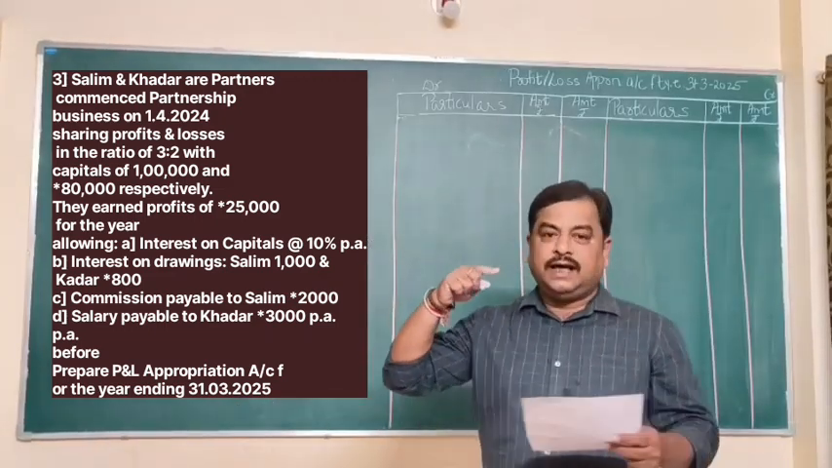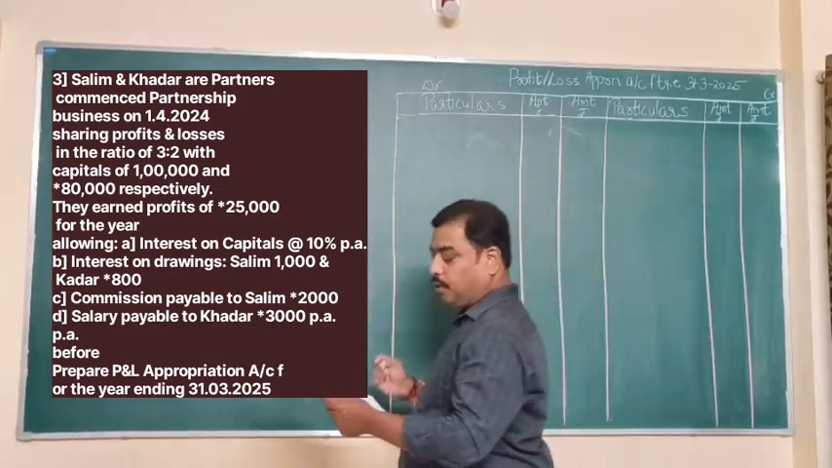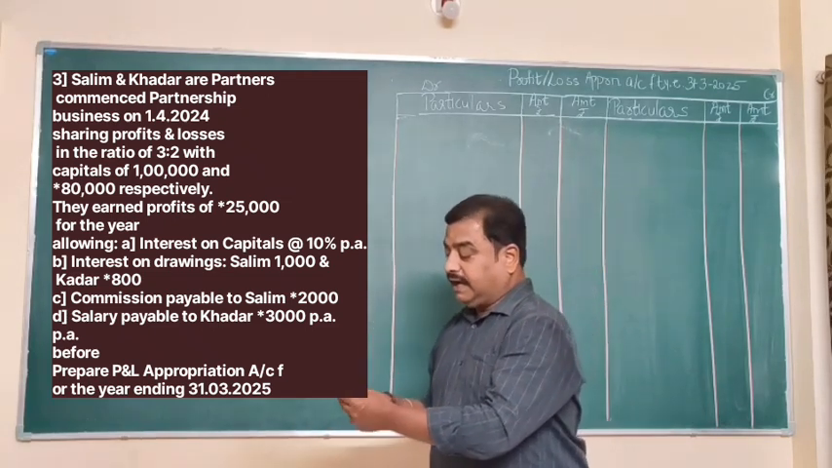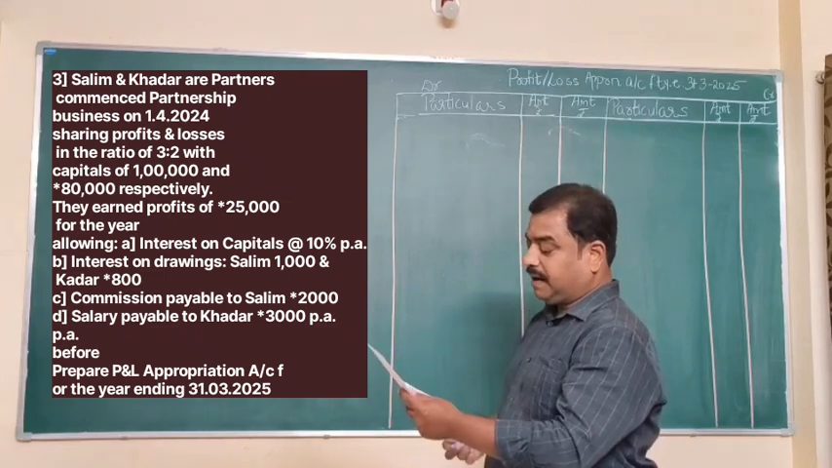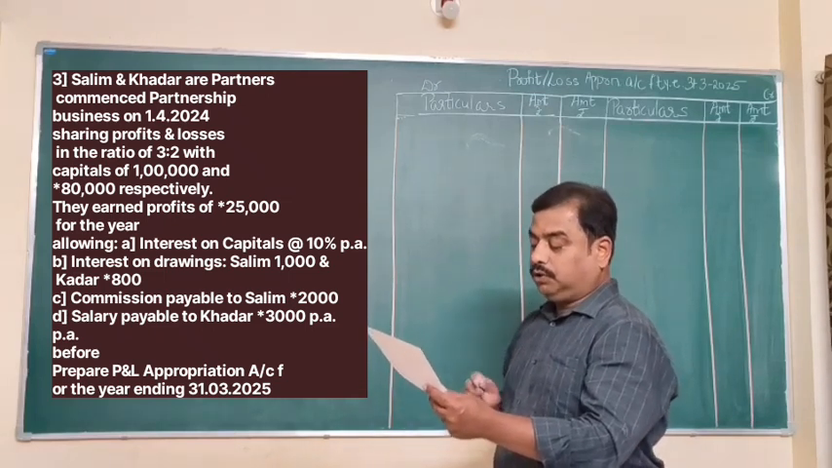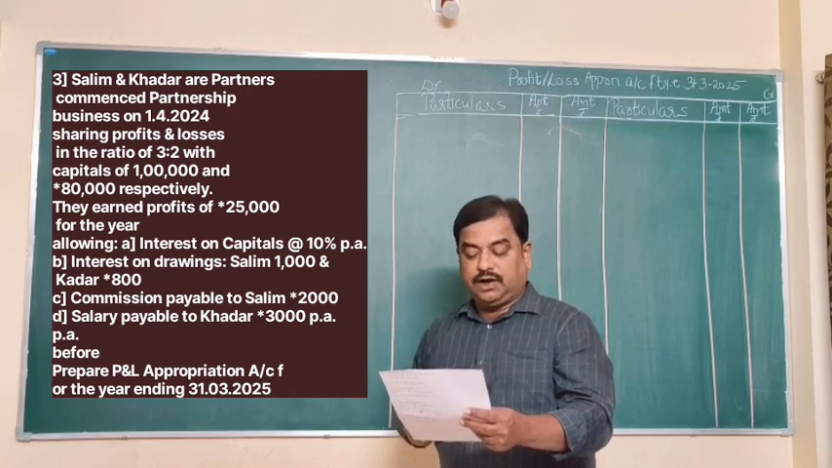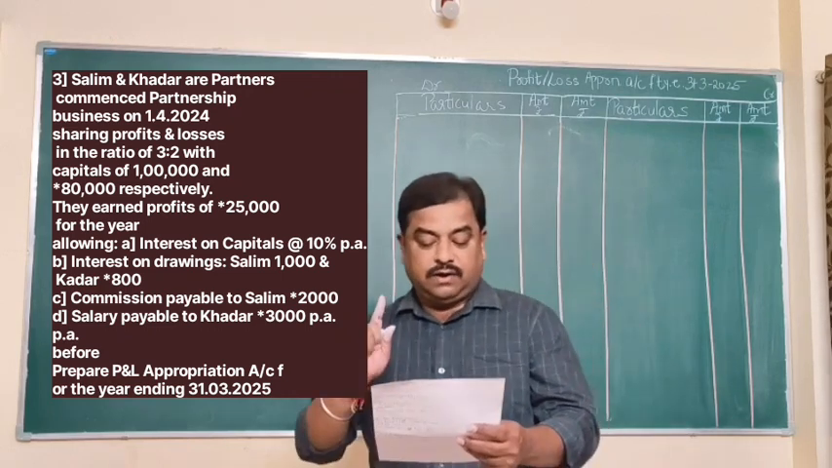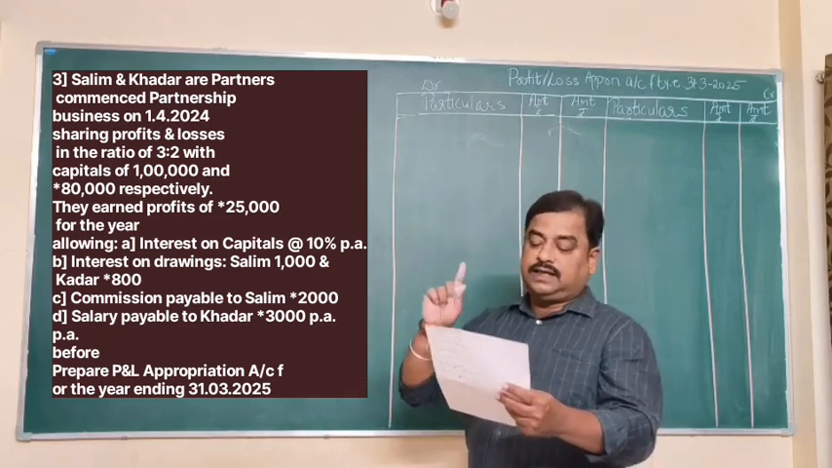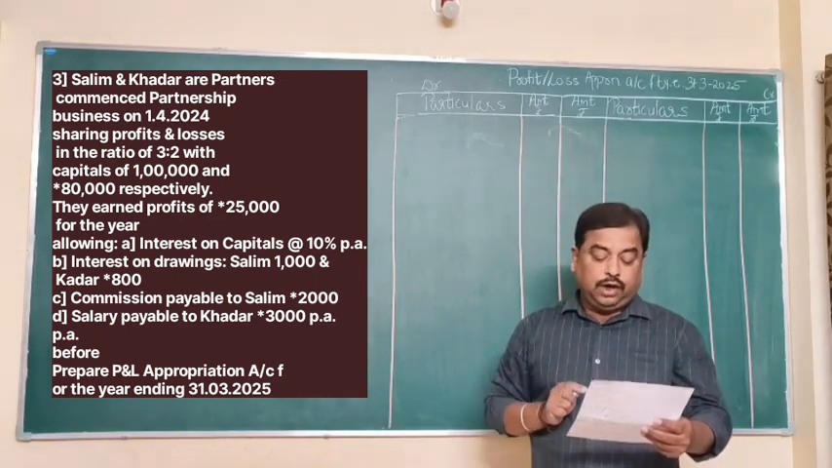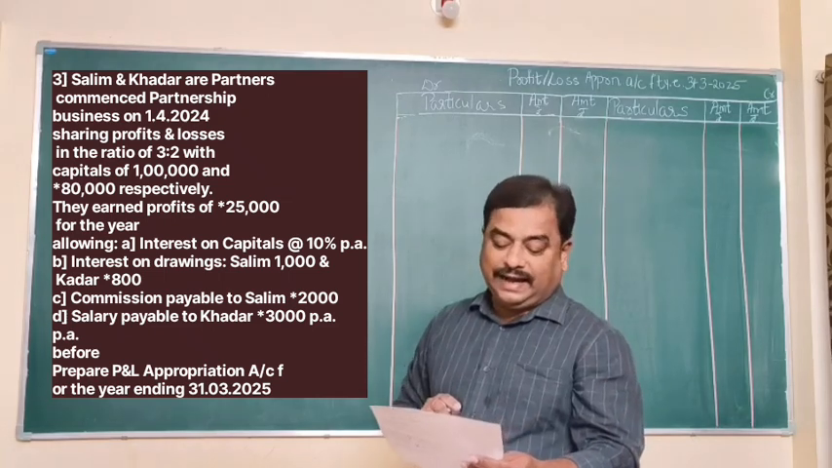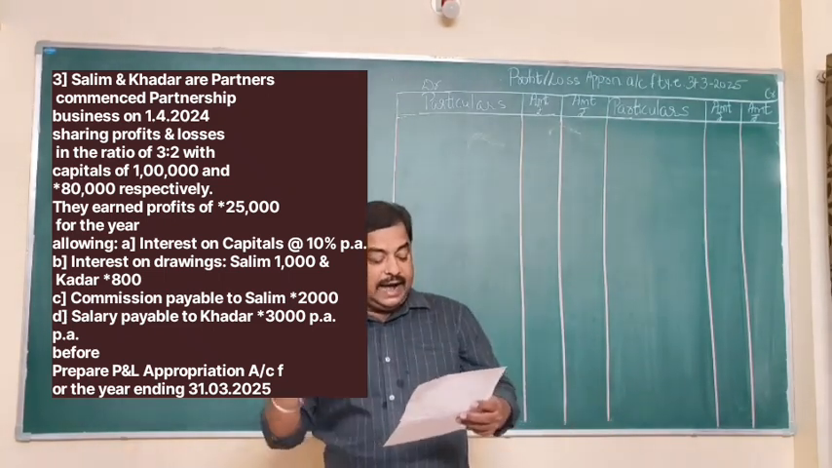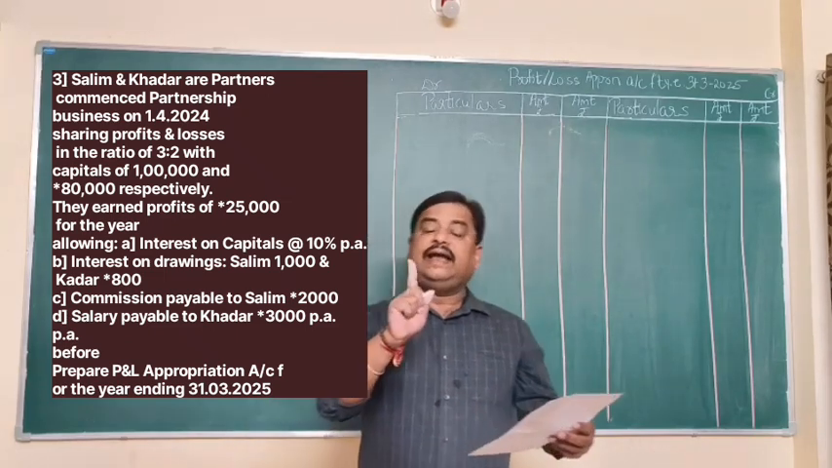Students, let's move on to the next question now. You can see this on the board. Please zoom the screen so you can read the question carefully. Salim and Kader are partners, commencing partnership business on 1/4/2024, sharing profits and losses in the ratio of 3:2, with the capitals of rupees 1 lakh and 80,000 respectively. So Salim's capital is 1 lakh rupees and Kader's capital is 80,000.